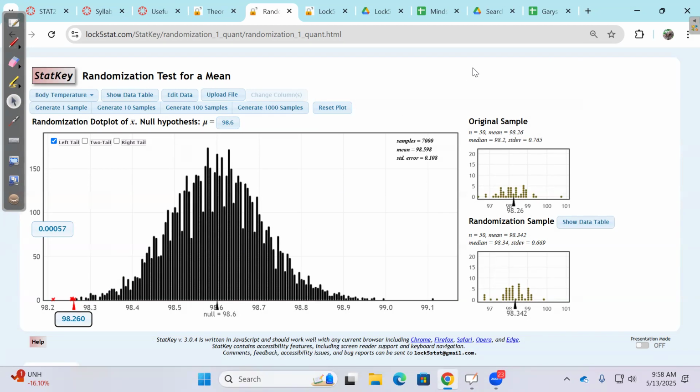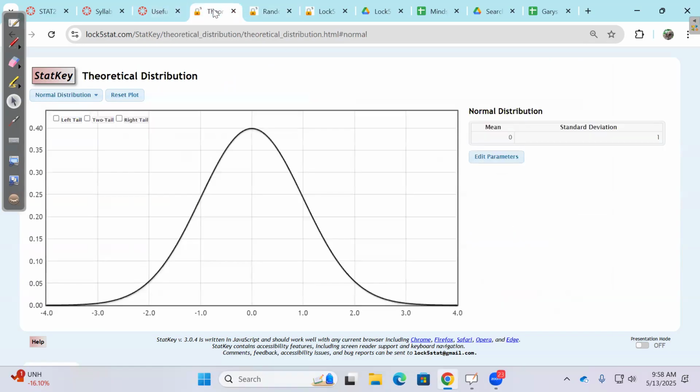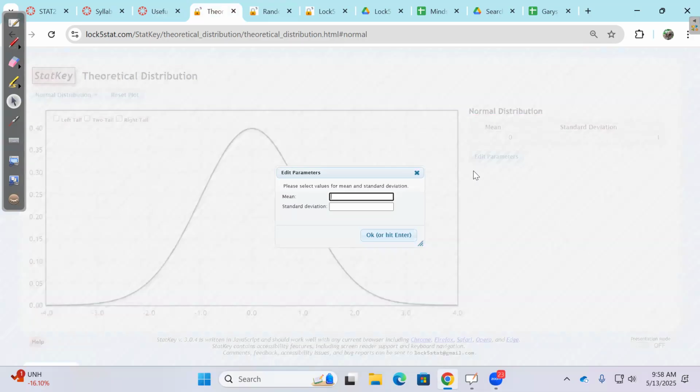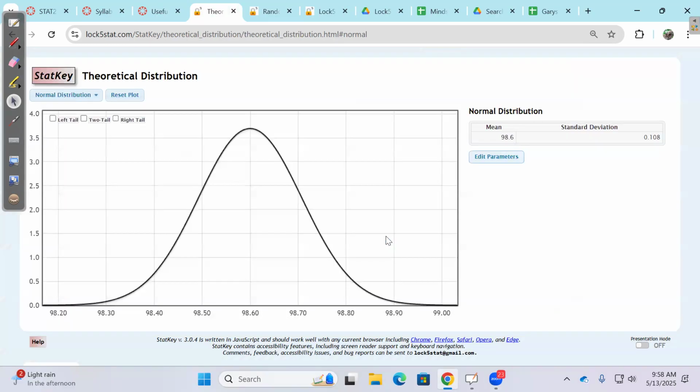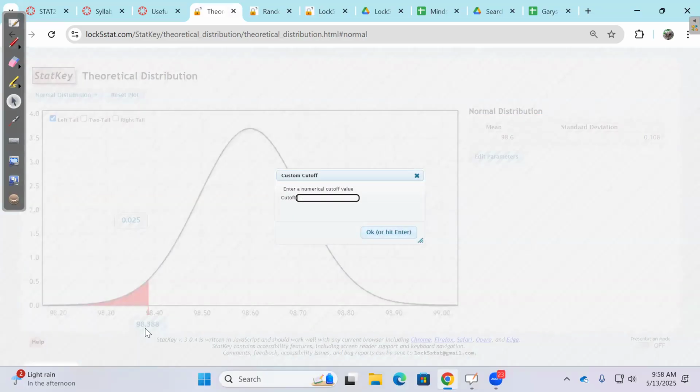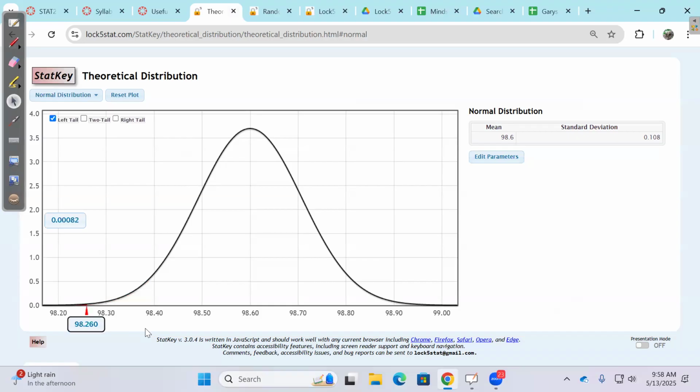And now comparing this to the normal distribution calculator. To use the normal distribution calculator, you need to type in the mean of your distribution and the standard deviation. So here I would go to edit parameters. My mean is 98.6, and the standard deviation is the standard error from that graph, which is 0.108. Right, the two numbers I identified before from the distribution. And once I have those in there, I can do a left tail test, and then I just type in the sample value down here. So the sample value is 98.26.